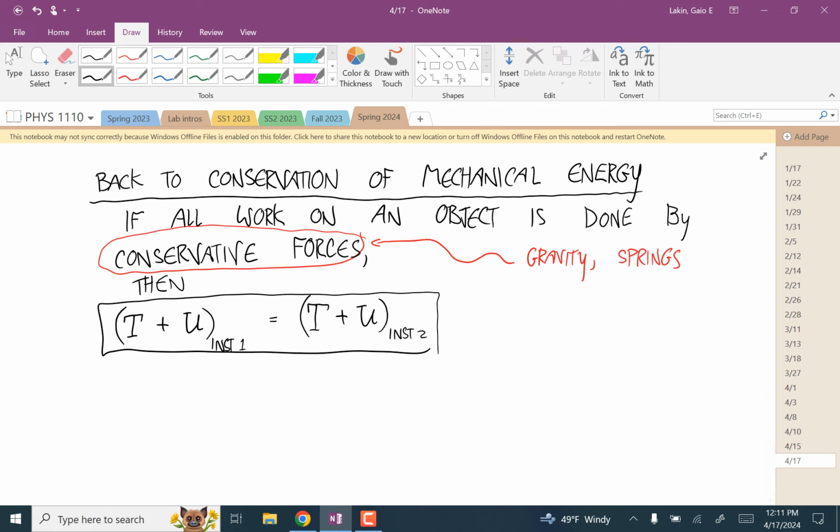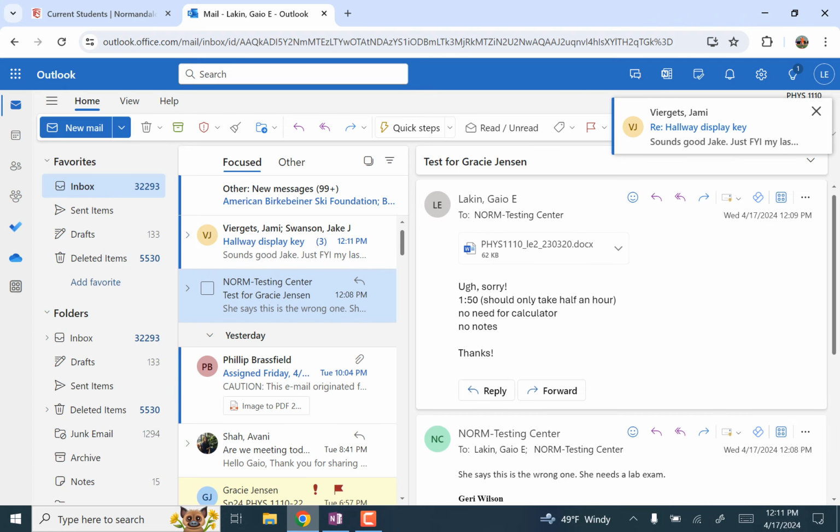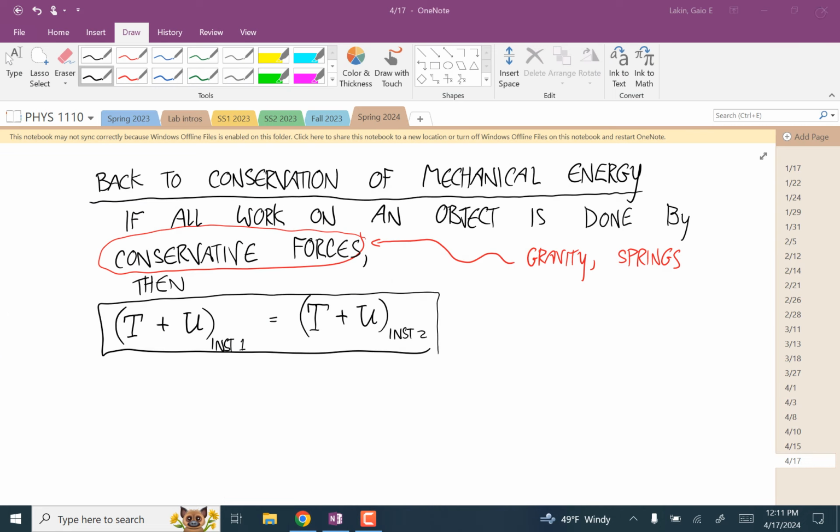Okay, the next question is, I didn't say that the only forces acting on the object are conservative forces. I said the only forces that do work. So the next question is, are there any non-conservative forces that don't do any work? And the answer is there's two important ones.